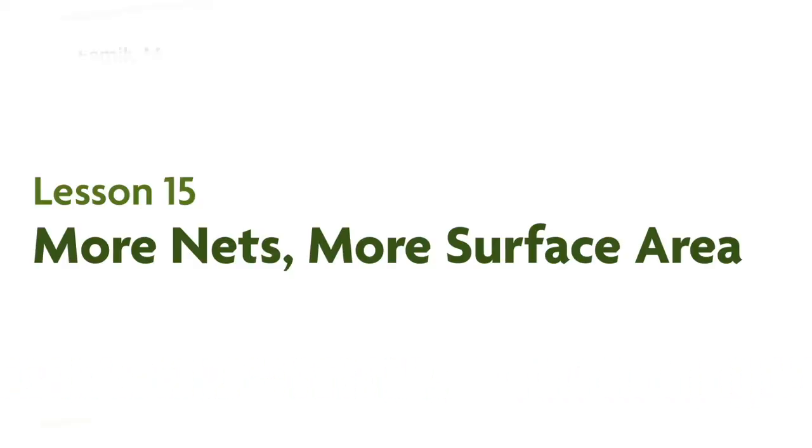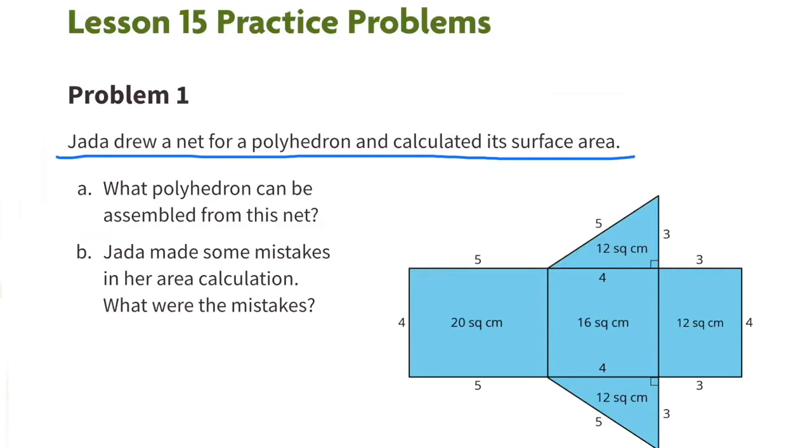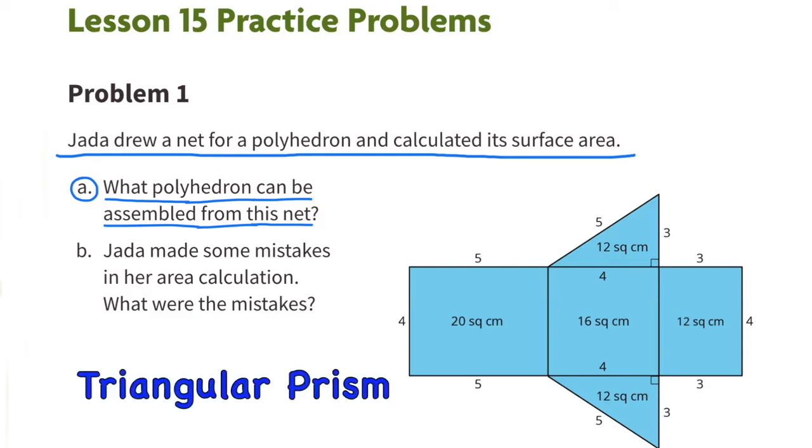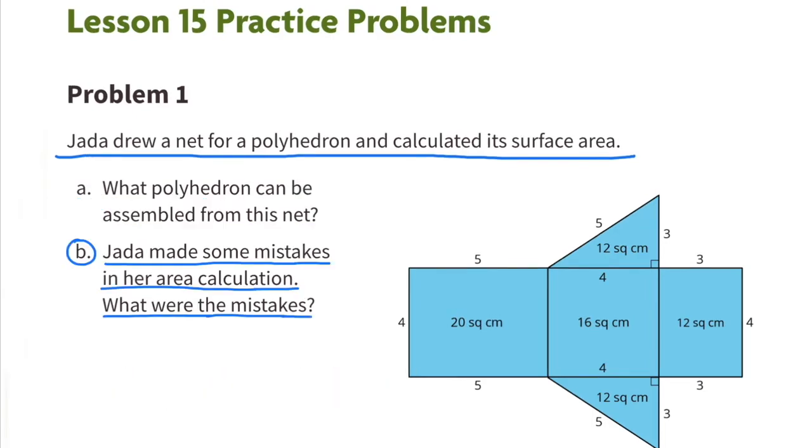Sixth grade, Unit 1, Lesson 15, More Nets, More Surface Area. Number 1. Jada drew a net for a polyhedron and calculated its surface area. A. What polyhedron can be assembled from this net? A triangular prism can be assembled from this net. B. Jada made some mistakes in her area calculation. What were the mistakes?